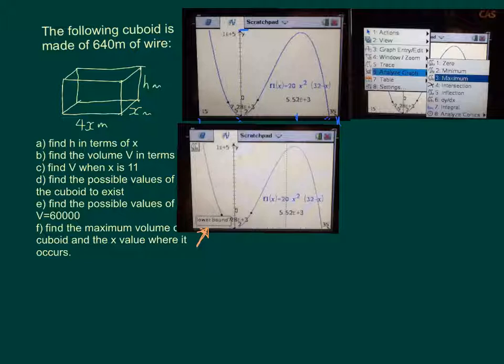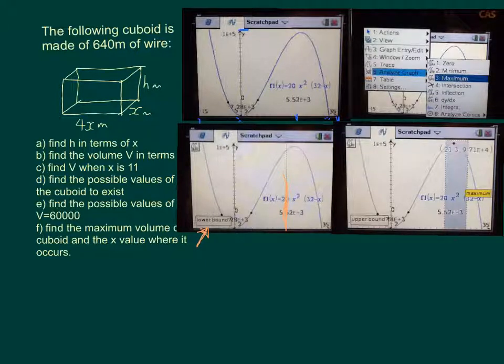You can see there's a little dotted line through there. And what I've done is I've scrolled to the left hand side of the maximum. It doesn't matter where you go to the left hand side, just somewhere to the left hand side of where the peak is. And what you do then is press enter, and then it will ask you for an upper bound.